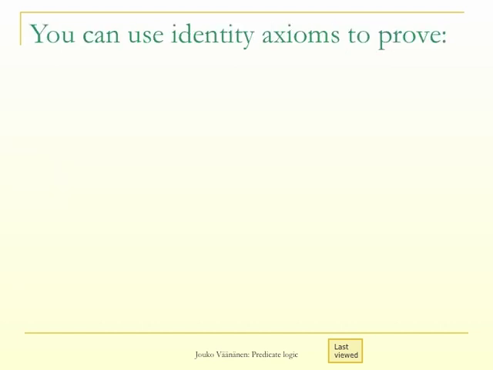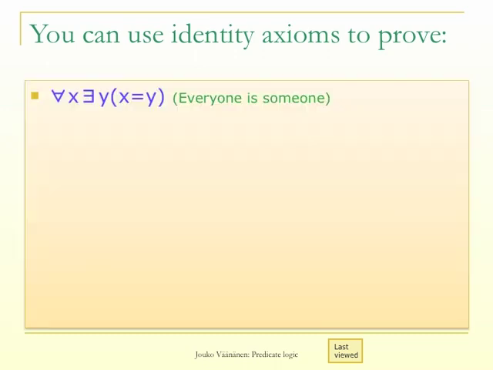Here are some other formulas about identity that can be derived from the identity axioms. First, for all x there exists y such that x equals y. Everyone is someone. Pretty obvious. But if you don't know what identity means, you have to prove even this. And this can be derived from the identity axioms.